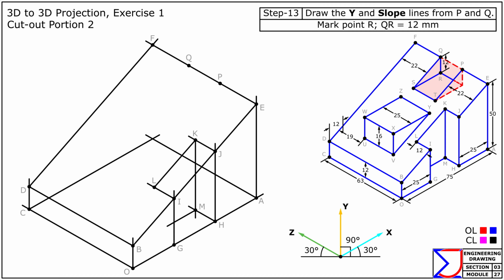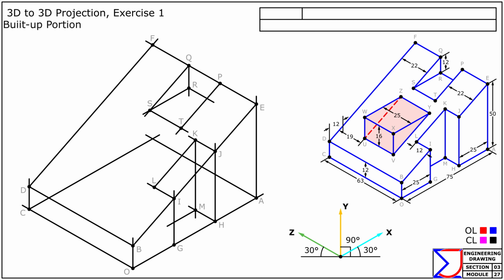At points P and Q, draw the remaining parallel lines. Mark point R at a distance of 12 mm from Q. At point R, draw the remaining parallel lines. The intersection obtained is point S. At point S, draw the remaining parallel line. The intersection obtained is point T. With the cutout portions finalized, we will now focus on constructing the built-up portion.